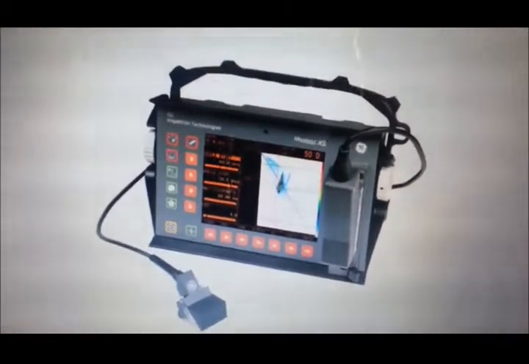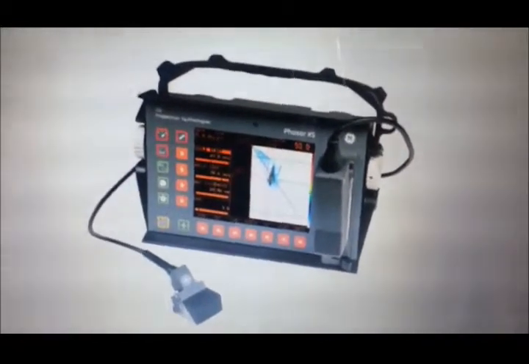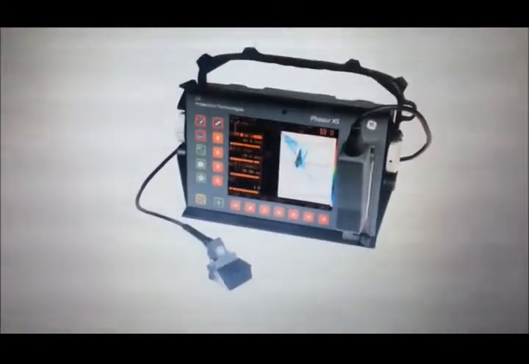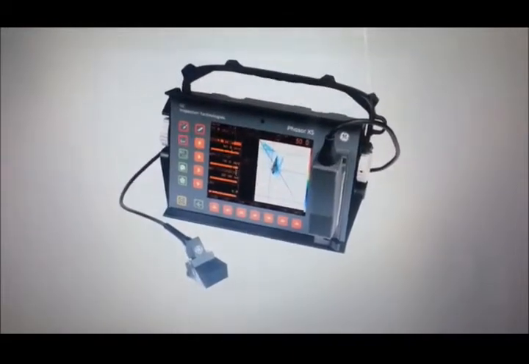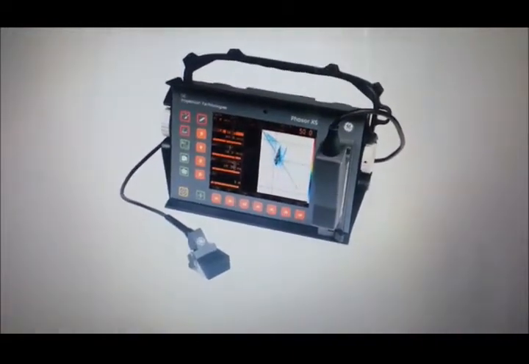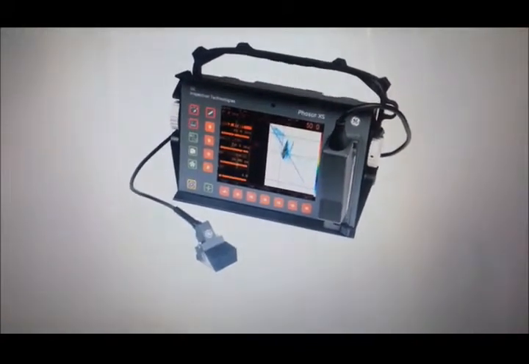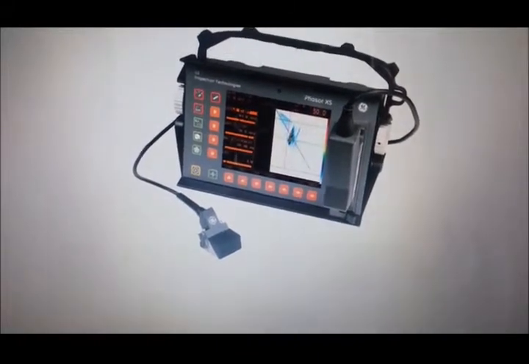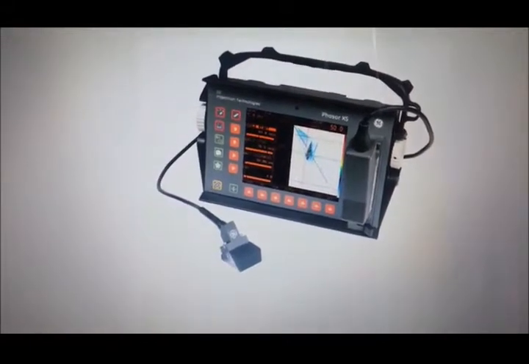So the first step is to turn on the flaw detector machine, and then we have been given two samples. One sample is for practice, with visible holes, and the other sample has invisible holes, which we have to perform the experiment on. So first with the practice sample we have to apply some coupling oil on it, so air does not pass between the transducer and the surface of the steel.